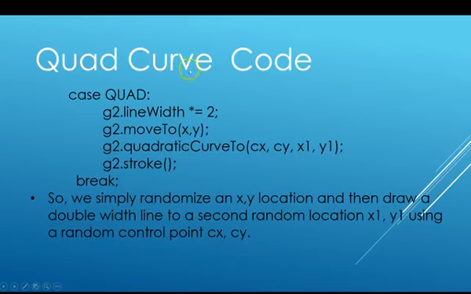So the code for the quad curve is very simple. We make a big thick line by doubling whatever the width was that we already had. We move to a random x, y point and we draw a quadratic curve to a random x1, y1 point using a random control point. And of course, the stroke actually renders the curve. So there's no function for this. This is inline code in our case in our drawing method.